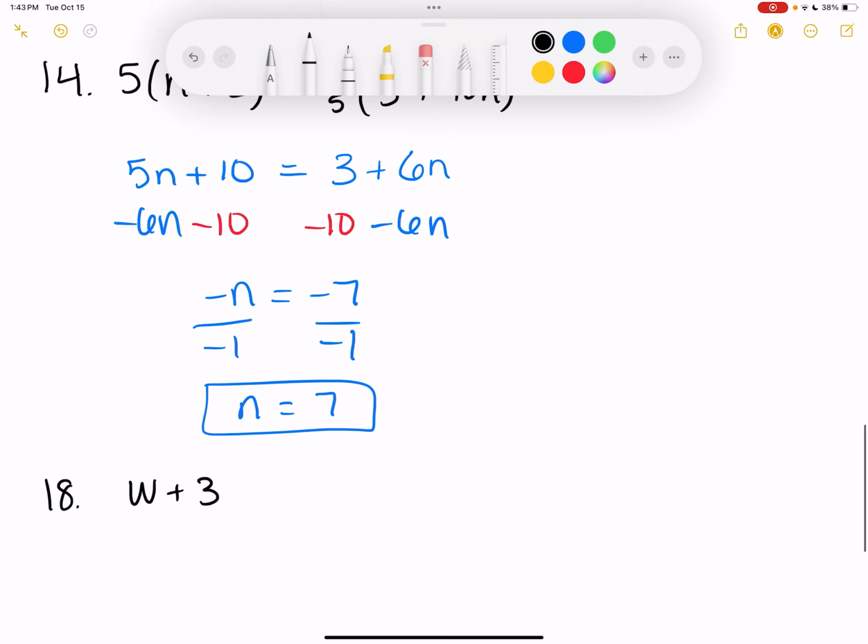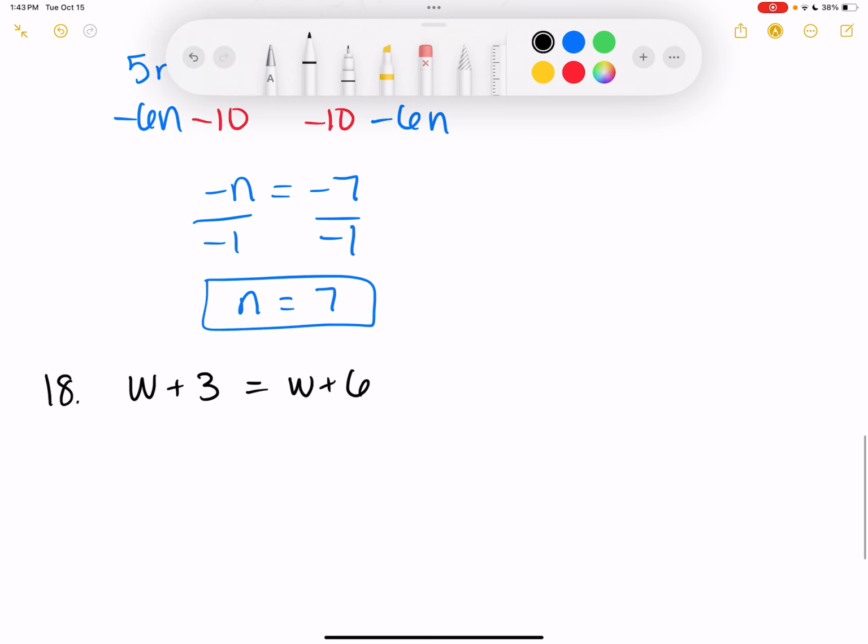W plus 3 equals W plus 6. So when I do this one, I'm going to basically work just like I've been doing the other ones. Subtract W, and then subtract 3. W minus W is 0. 6 minus 3 is 3. So if I get something that 0 equals 3, what do we say that is?